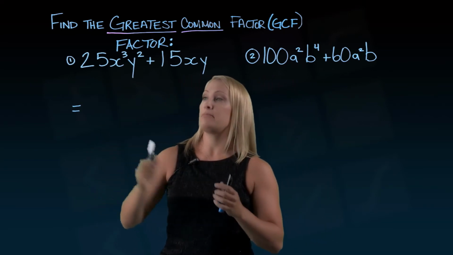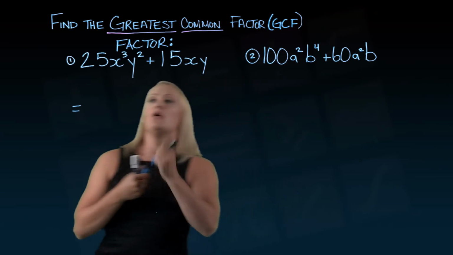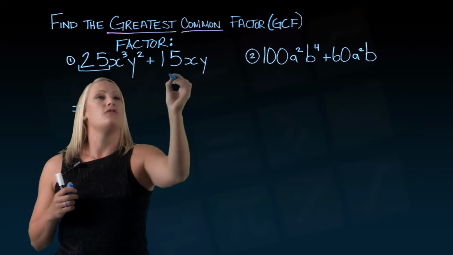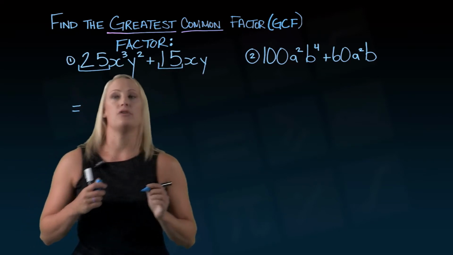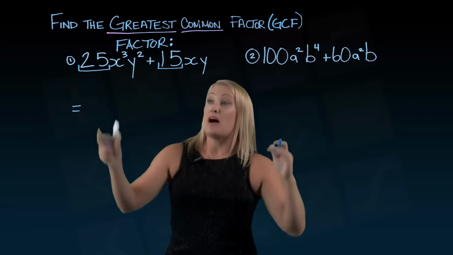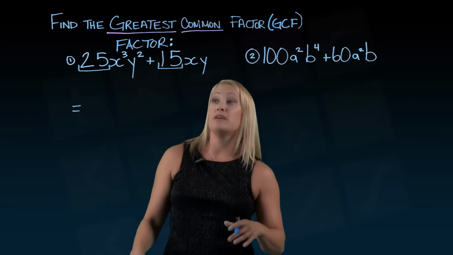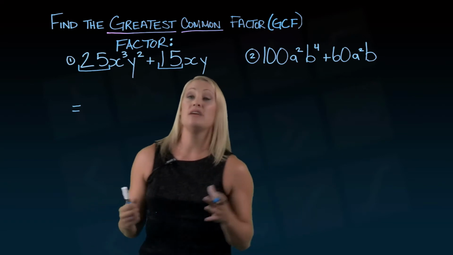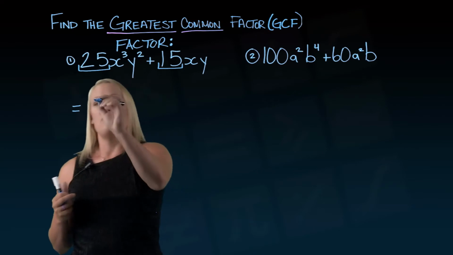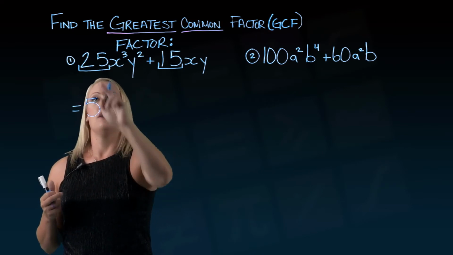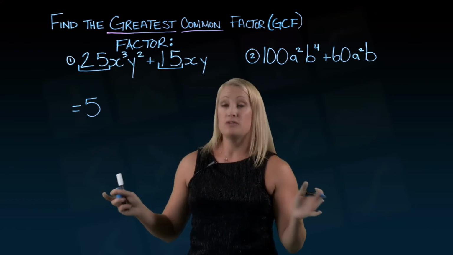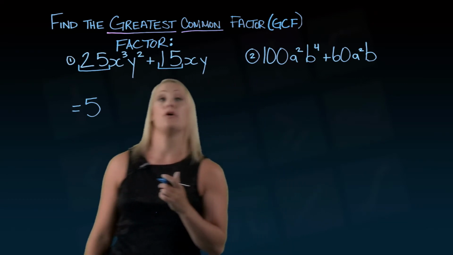So if I'm looking at these, what I'm going to do is what I did a minute ago. I am going to first just focus on the numbers. I've got 25 and I've got 15. Now maybe you need to draw that list out, all of the numbers that go evenly into 25 and all the numbers that go evenly into 15. Or maybe you can look at those two numbers and say, you know what, 5 is the biggest number that goes evenly into both of those. If you had to do the list to do that, totally okay. Eventually you'll get more comfortable though.